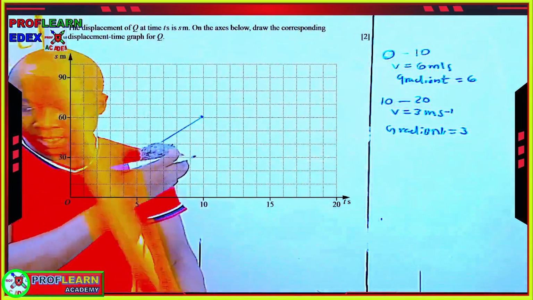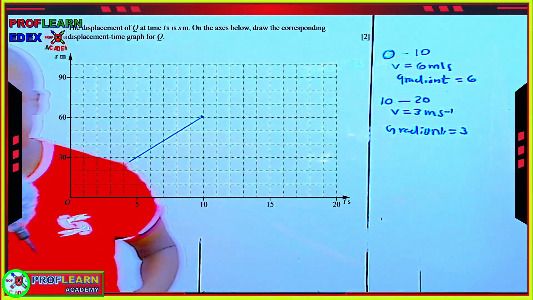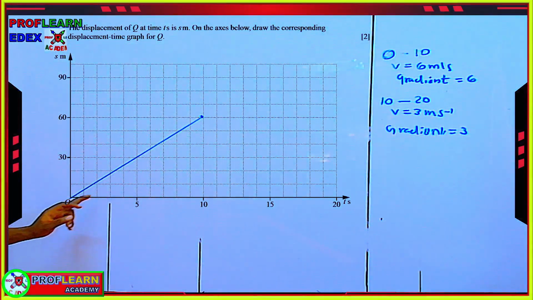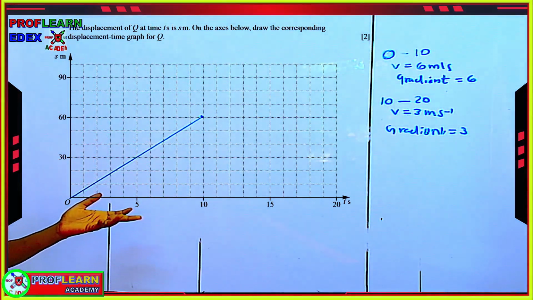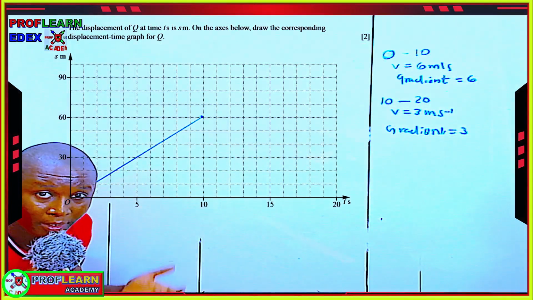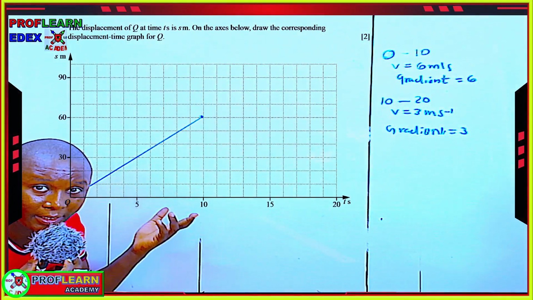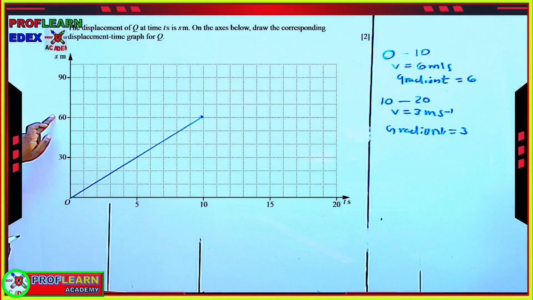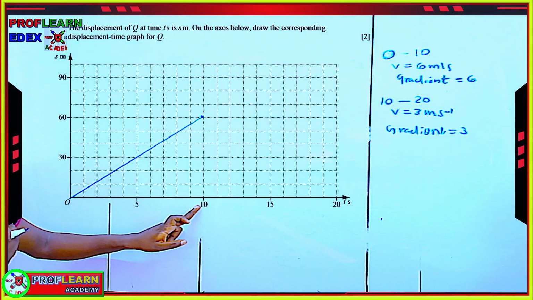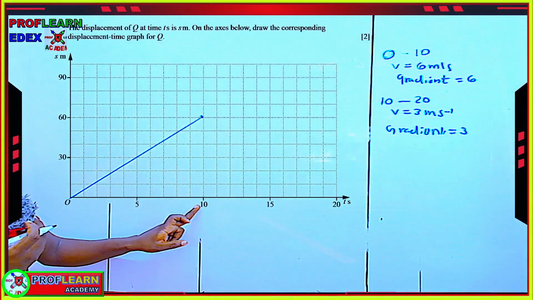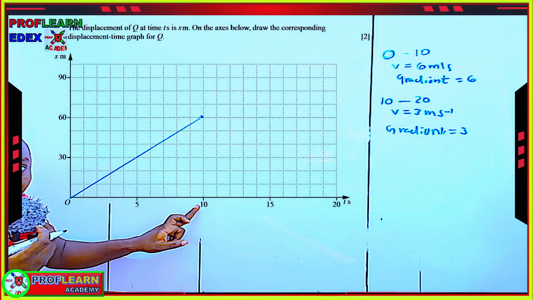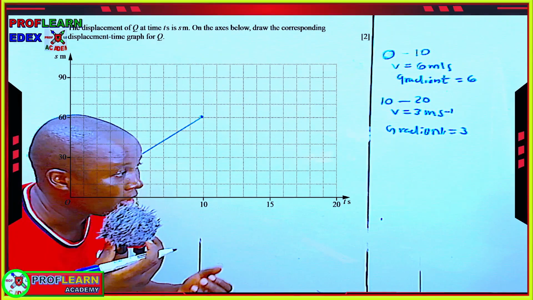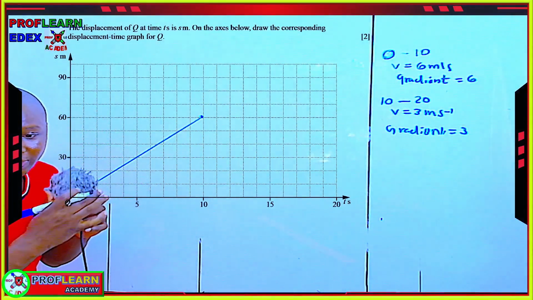And the reason we are saying that is the first section of the graph is that if we work out the gradient of this line, because this is a displacement time graph, it must give us a gradient of 6. Because you can see on this section here you'll have 60, and down here you'll have 10. So if you work out rise over run, 60 over 10, you are going to get a gradient of 6. Now that gradient of 6 is going to be the first section.